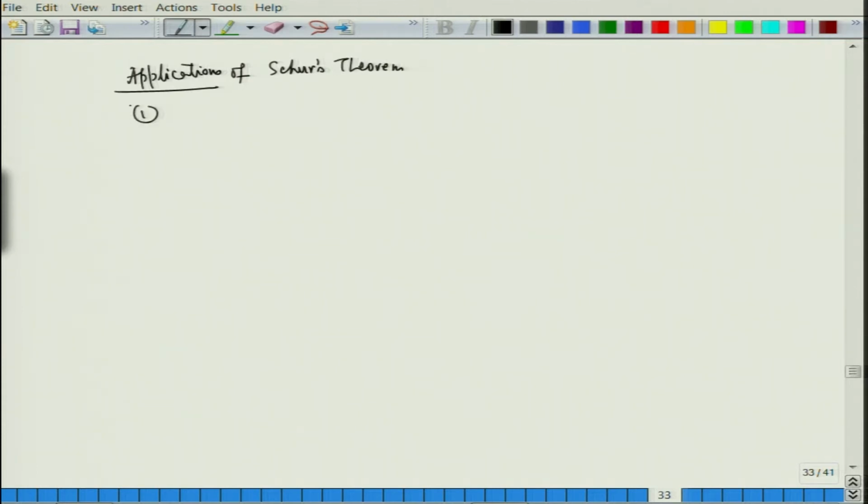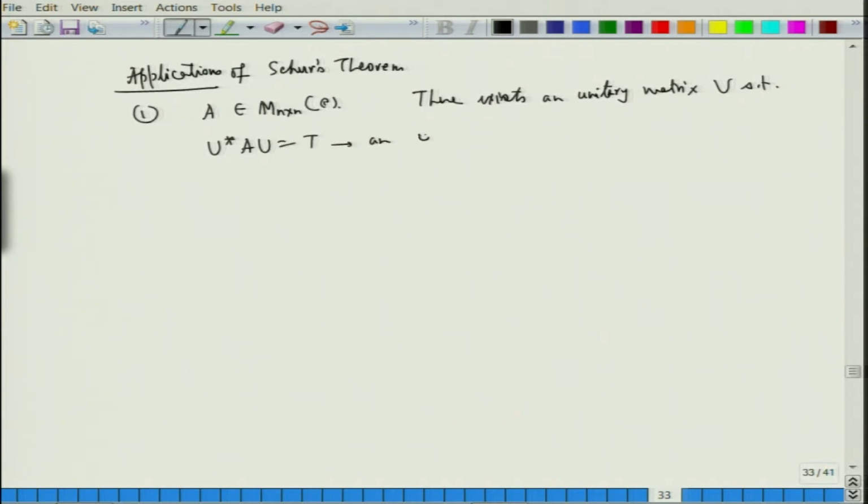So what we have seen was that, if all our matrices are n cross n complex matrices, the theorem says that there exists a unitary matrix U such that U star AU is T, an upper triangular matrix.